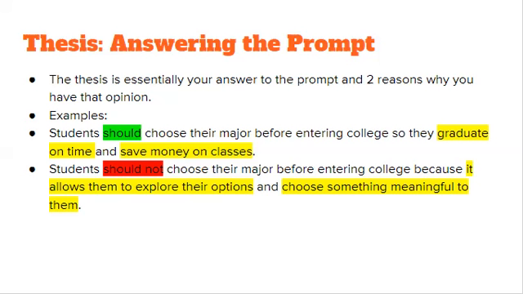Now let's take a look at another one. Students should not choose their major before entering college because it allows them to explore their options and choose something meaningful to them. Okay, again, I've highlighted the should not and then the 2 reasons in yellow. You don't necessarily have to highlight like this. I'm just showing you my 2 reasons, okay? And that helps me guide my reasonings in my paragraphs. Okay, so that's basically the thesis. I'm really only looking for these single sentences. Whichever one you decide is up to you, whichever one you feel more strongly about.